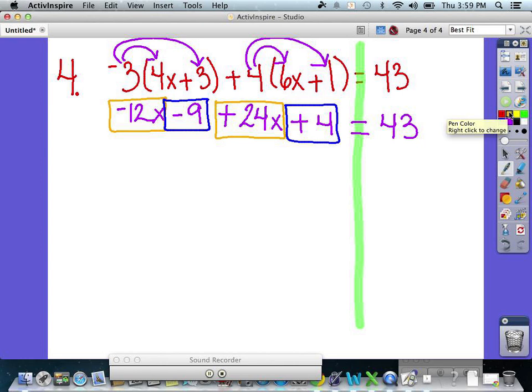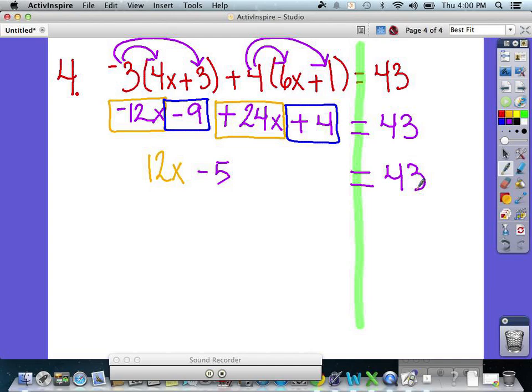So negative 12x plus 24x will give me 12x. That's positive 12x because 24 is our largest number and it is positive. Negative 9 plus 4 will give us a negative 5. Now, I'm going to bring down my equal sign and 43.